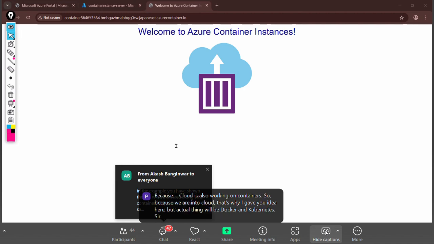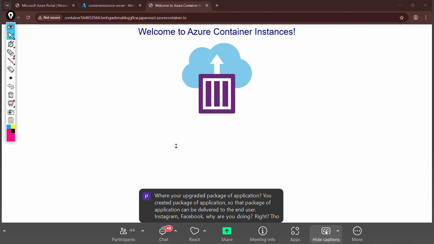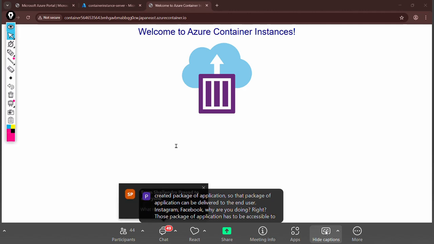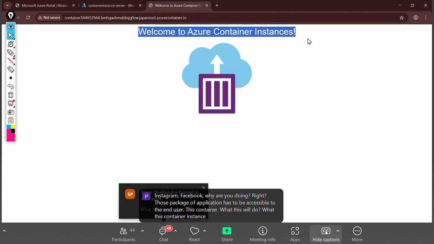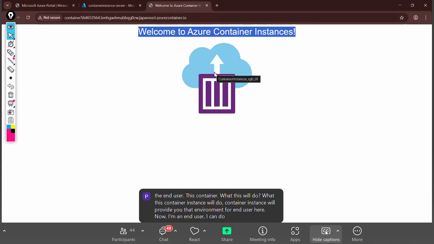Sir, what exactly is the container instance? Renu, a container instance is nothing but, I have an image. Image is nothing but, indirectly if I say, a package of application. Why have you created a package of application? You created a package of application so that it can be delivered to the end user. Instagram, Facebook, why are you doing it, right? Those packages of application have to be accessible to the end user. What will this container instance do? The container instance will provide that environment for the end user here. Now I am an end user. I can do whatever I want within my application.